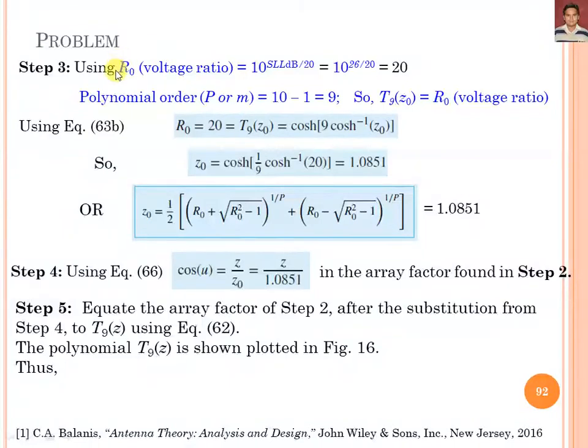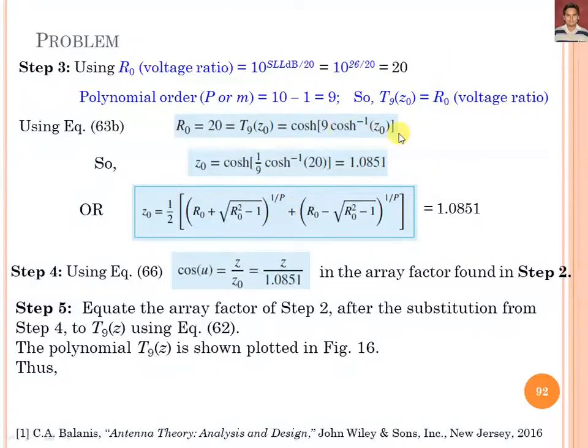Then further we have to calculate the absolute value of SLL, which is equal to R naught and can be called the voltage ratio, equal to 10 to the power SLL in dB upon 20, that is 10 to the power 26 by 20, which is equal to 20. So for polynomial order 9, T9 of Z naught equals R naught.